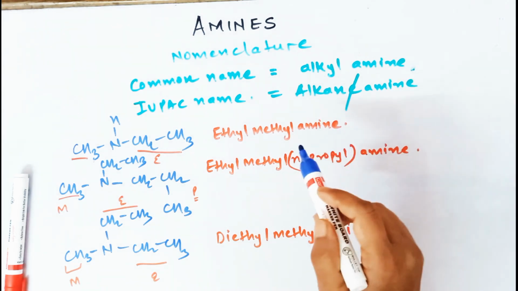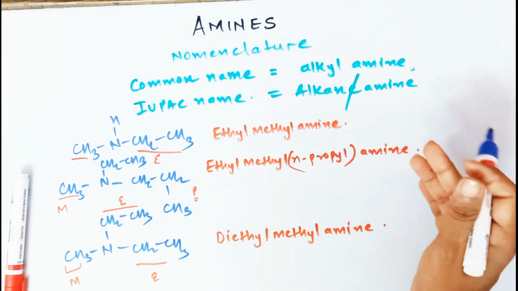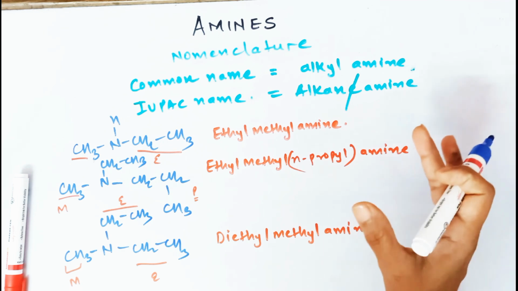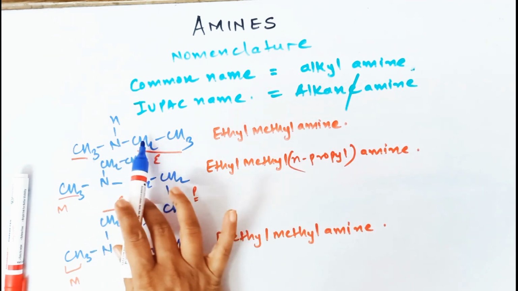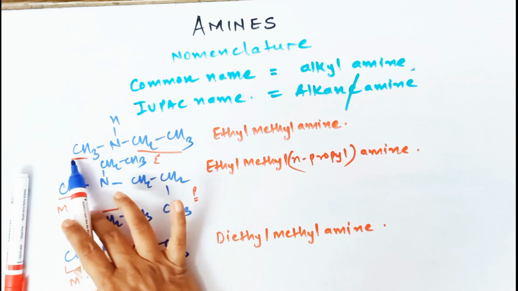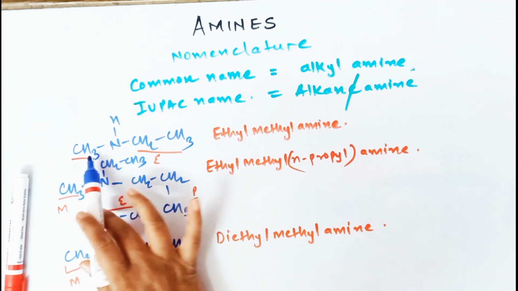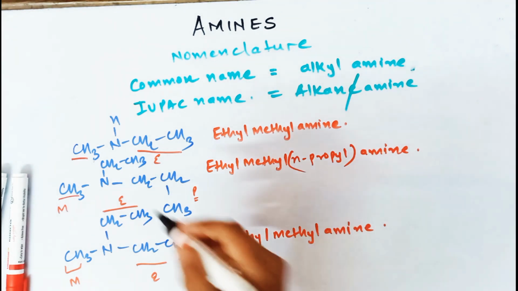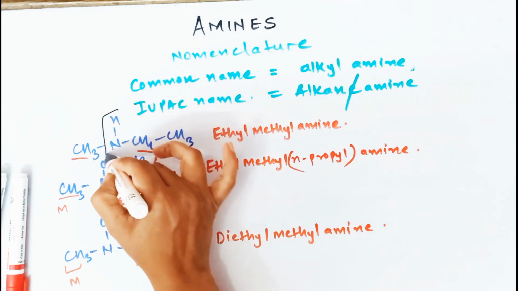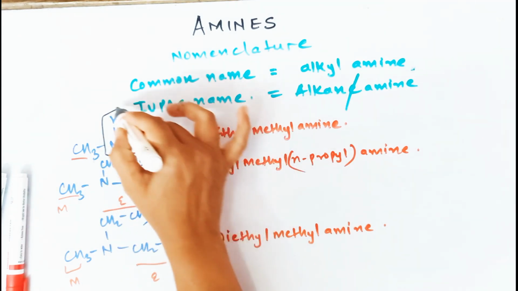Now let's talk about the IUPAC name. For the IUPAC name, we are going to select the longest chain. Over here, the longest chain of course is going to be this chain because it contains 2 carbon atoms, and if I consider this one, this is only 1 carbon atom. So we are going to take that chain which has the maximum number of carbon atoms, and it should contain the nitrogen also in it. So this is going to be my longest chain.